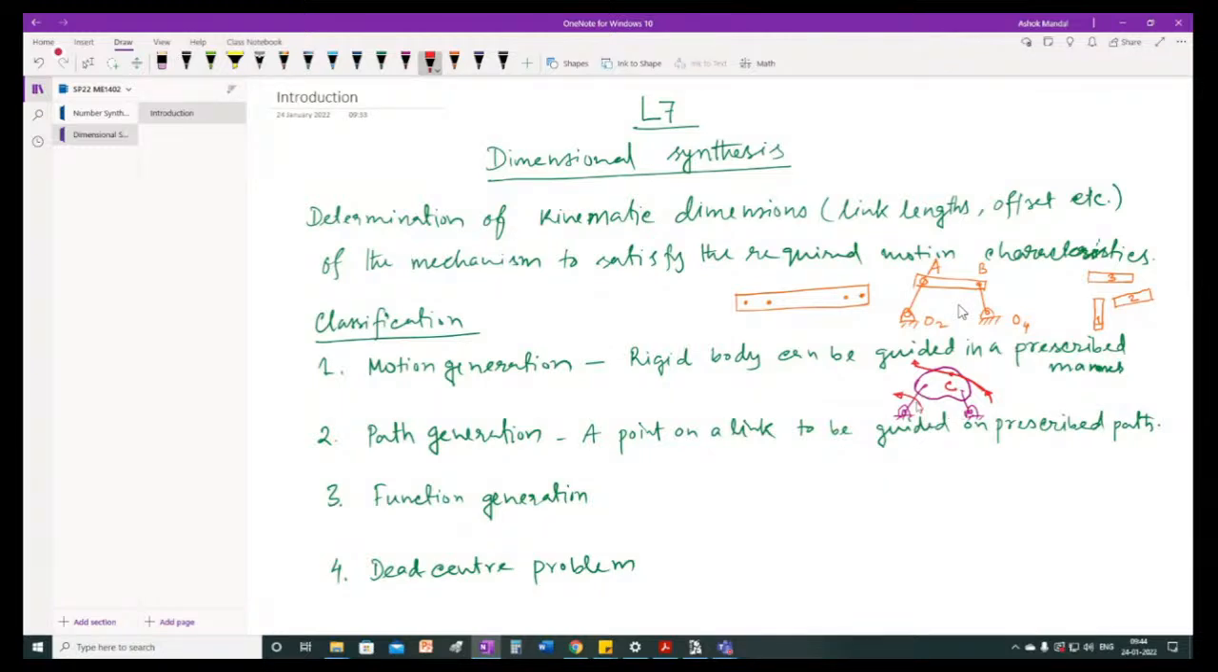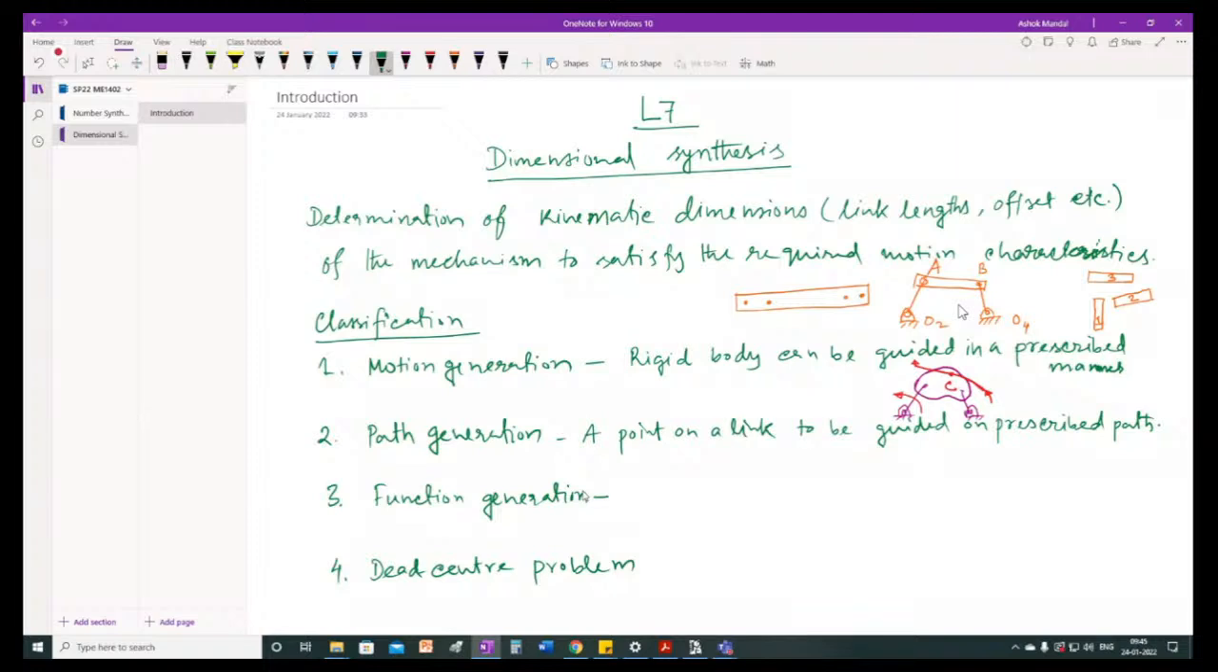Then you know what is this distance, what is this distance, and what is this distance. All those things you have to find out to ensure this path for the point C, which is on the coupler. So this kind of problem is called path generation problem. And remember that all the problems we will solve here using only four-link mechanism.